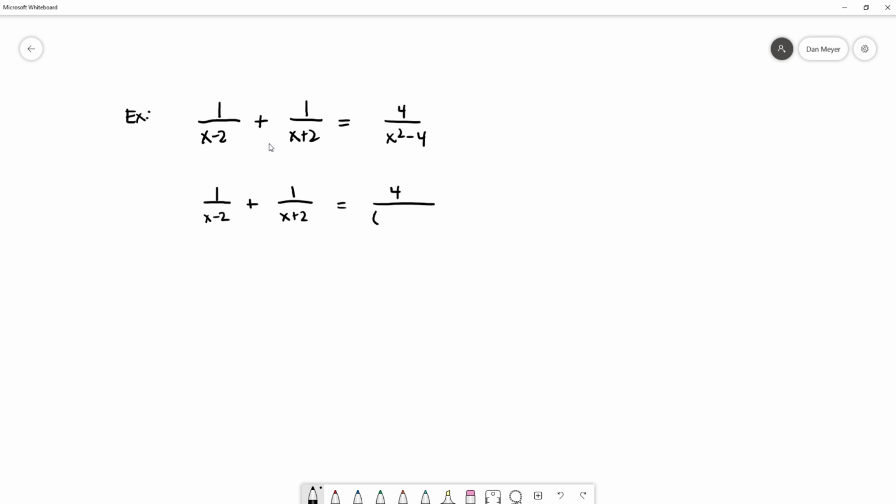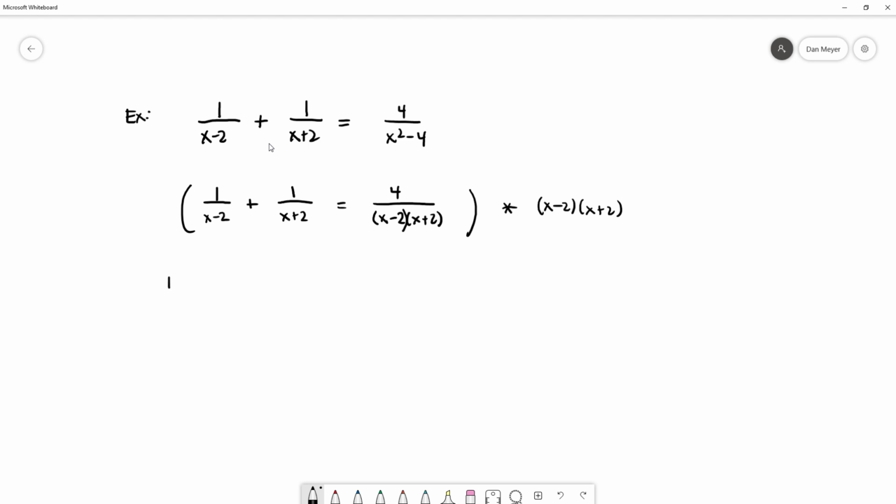So x squared minus 4 is a difference of squares. It factors into x minus 2 times x plus 2. Now in the video, the way that they solve this is they multiply on both sides by the least common denominator, which is x minus 2 times x plus 2. So let's just go ahead and work through that real quick and see what that looks like.